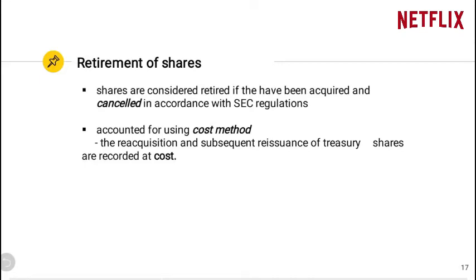First, if the par value and related share premium of the retired shares exceeds the retirement cost, the difference is credited to share premium retirement. If the par value and related share premium shares are less than the retirement cost, the difference is debited in order of priority, which is share premium treasury shares and retained earnings.